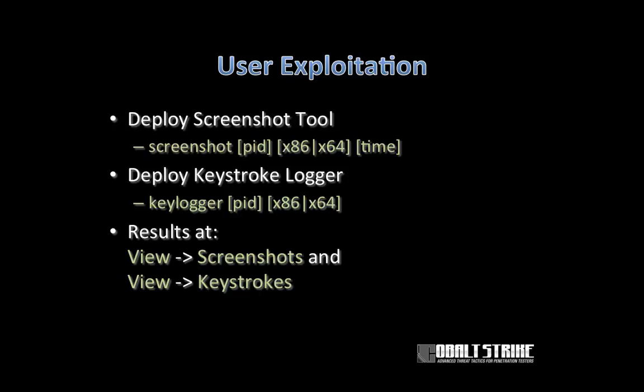The keystroke logger is similar. You can do keylogger, the desired process ID, and tell it to inject into a 32-bit or 64-bit process. The keystroke logger will then run as a job in that process and report keystrokes back to you. Now, if you want to view the results of either of these tools, go to View Screenshots to see all the screenshots reported from all of your beacons, or View Keystrokes to see all the keystrokes reported from all of your beacons.